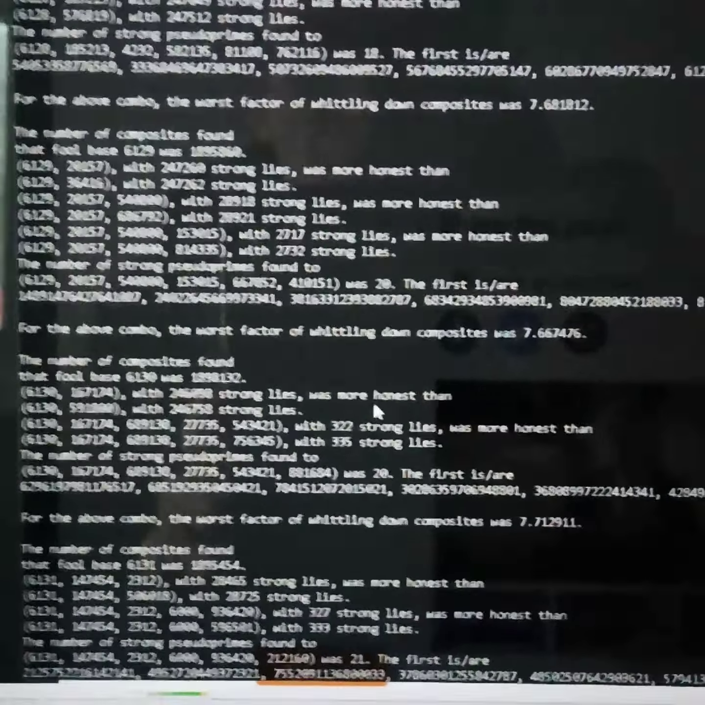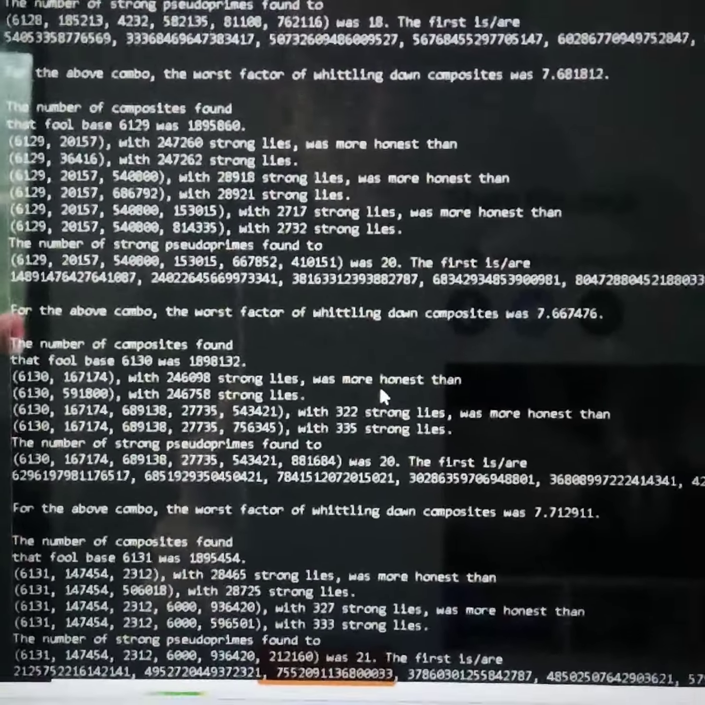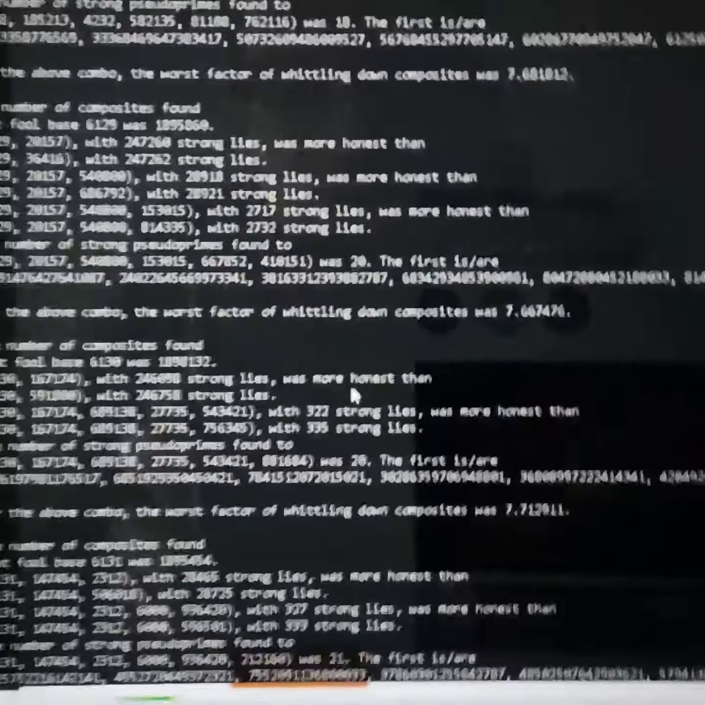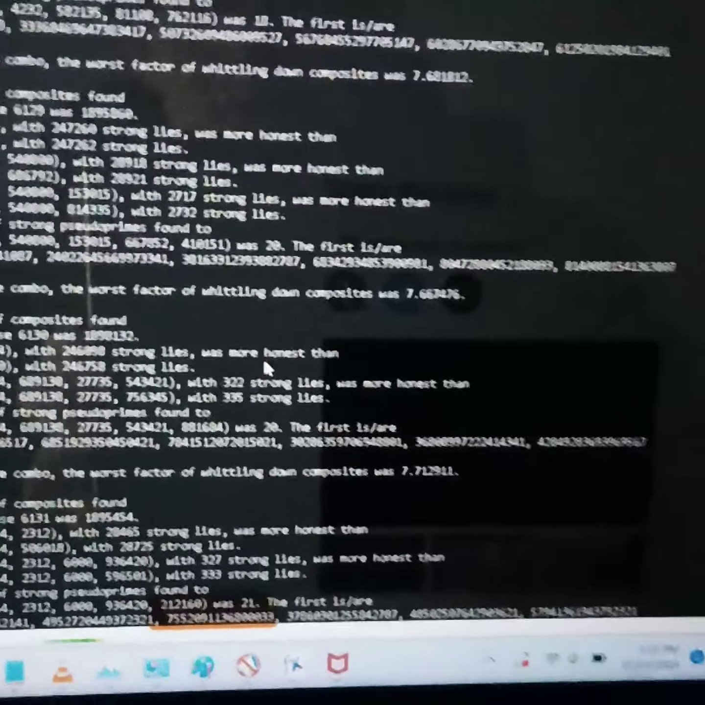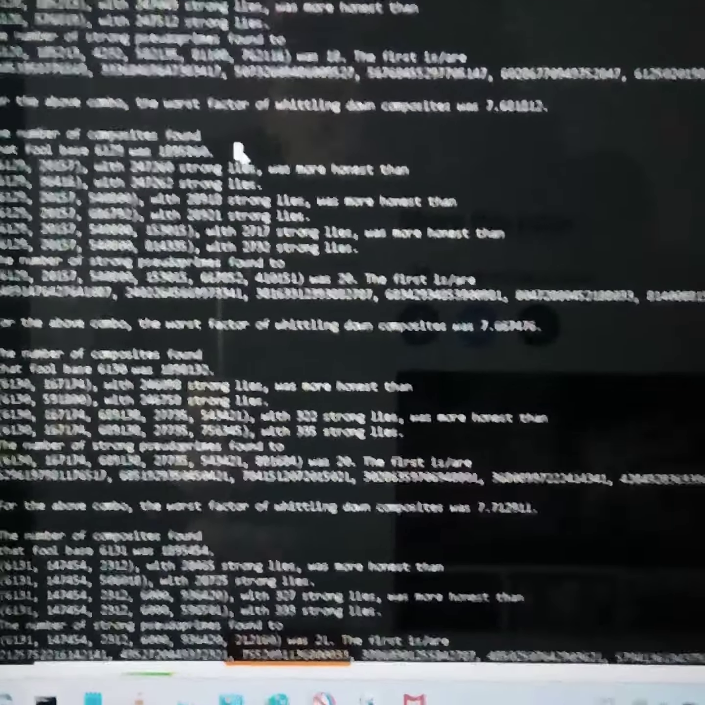All right. For those who don't know, the Miller-Rabin test is a very popular, reasonably effective, and quite fast primality test. However, it's still really breakable. You can tell from these results, let's say you try a single base 6129 and you're able to find almost 2 million composite numbers that pass the test using that base.